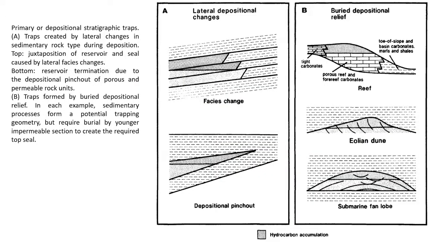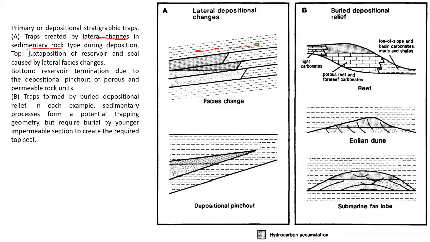Okay, so let us now look at the primary or depositional stratigraphic traps. Here you have the lateral depositional changes, where you can see that two different facies are changing laterally. And this dotted one is the hydrocarbon accumulation. All these diagrams are from the book by R.C. Selley, The Elements of Petroleum Geology. So these are traps created by lateral changes in the sedimentary rock during deposition. So these are all syn-depositional changes.